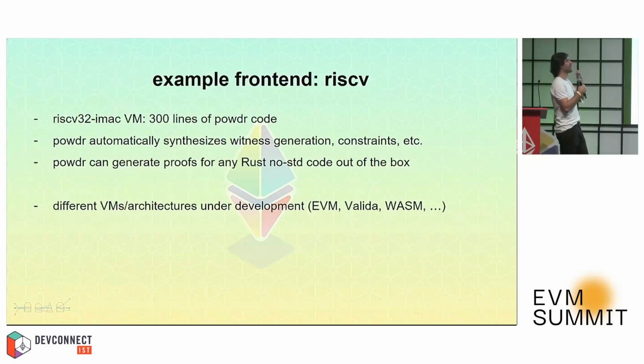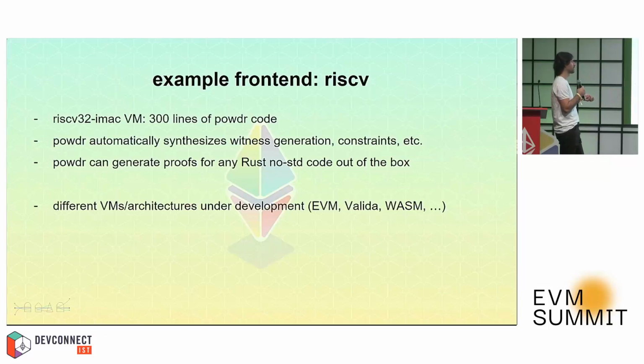So one example of front end we've been working on is the RISC-V front end. We support the RISC-V 32 IMAC subset, so it's almost complete. It basically uses 300 lines of Powder code, which is really short for the instruction set implementation. Powder automatically synthesizes the witness generation, constraints, and so on, and you get a zk proof at the end. And we support any Rust code that's no-std out of the box.